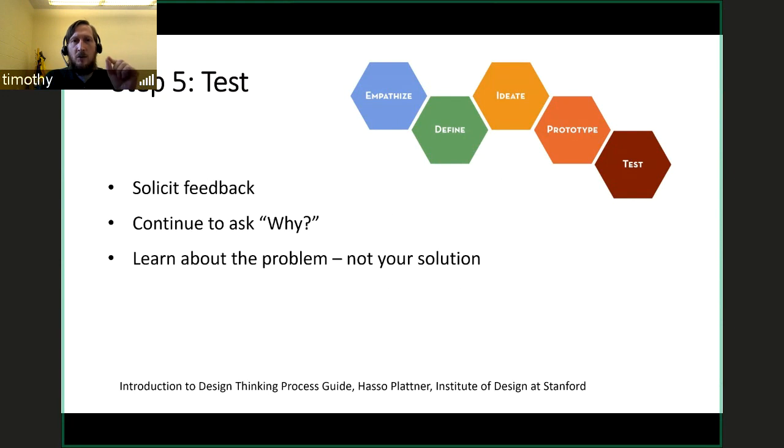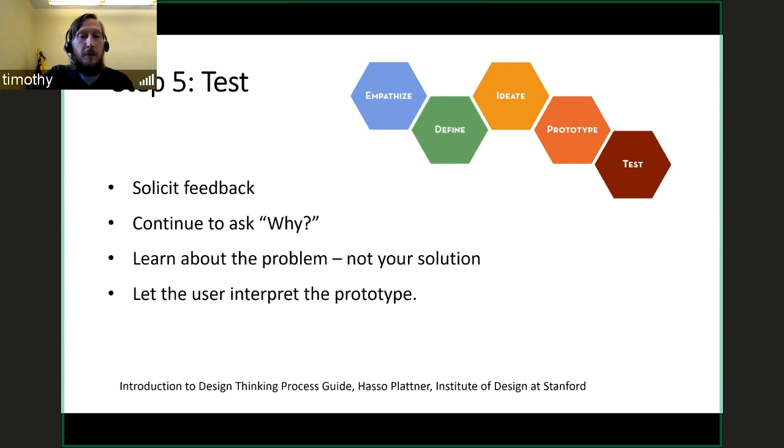Oftentimes, the customer has no idea what they actually want. They just know that there are complaints about the current thing, and they want the complaints to go away. So our job oftentimes as engineers is actually to figure out what the problem is. And that's the first step in solving the problem, is to actually know what the problem is. Don't ever underestimate the value in understanding the problem.